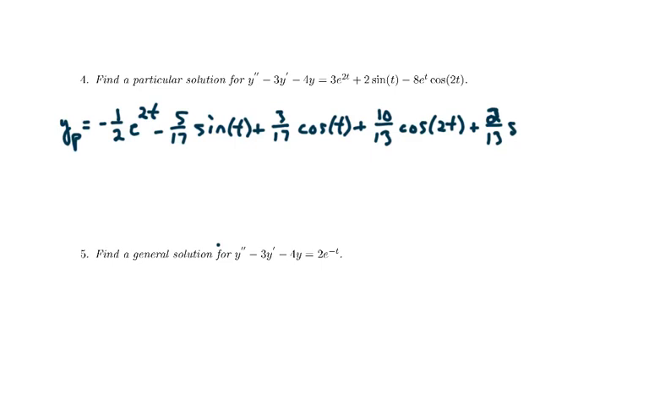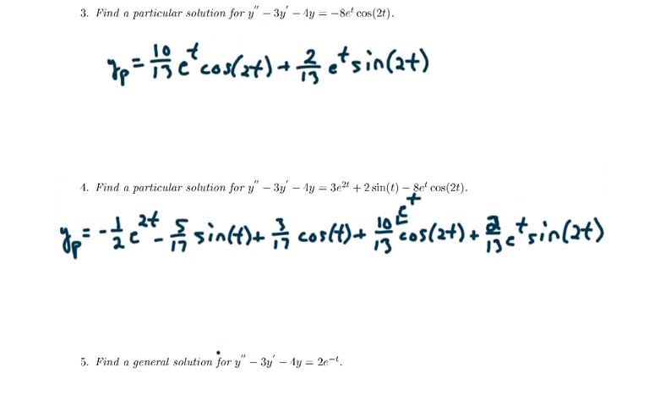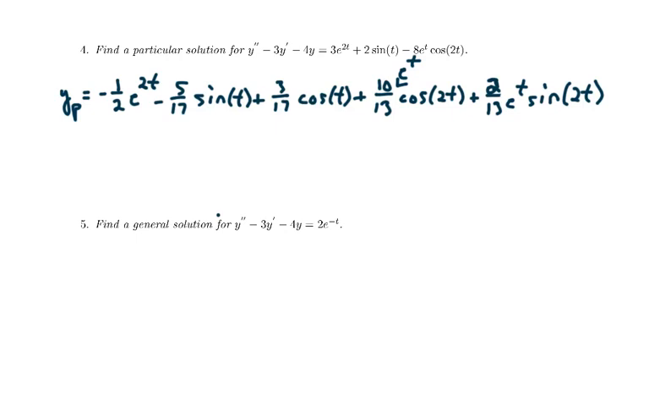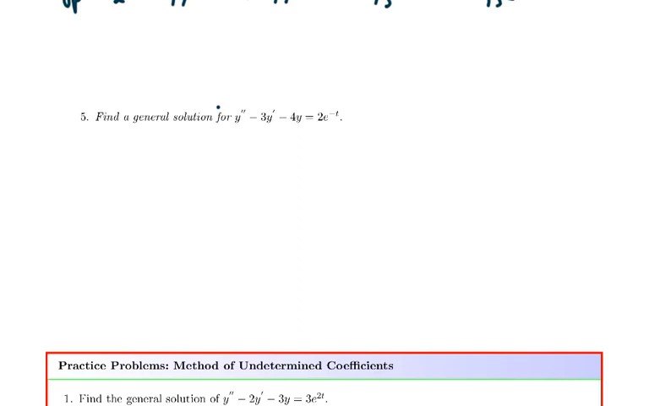There should be an exponential in here. And in this first one, there's an e to the t. And here it's e to the t sine 2t. Again, that should match the solution for parts 1, 2, and 3, excuse me. Then we've got number 5, which I will go through.